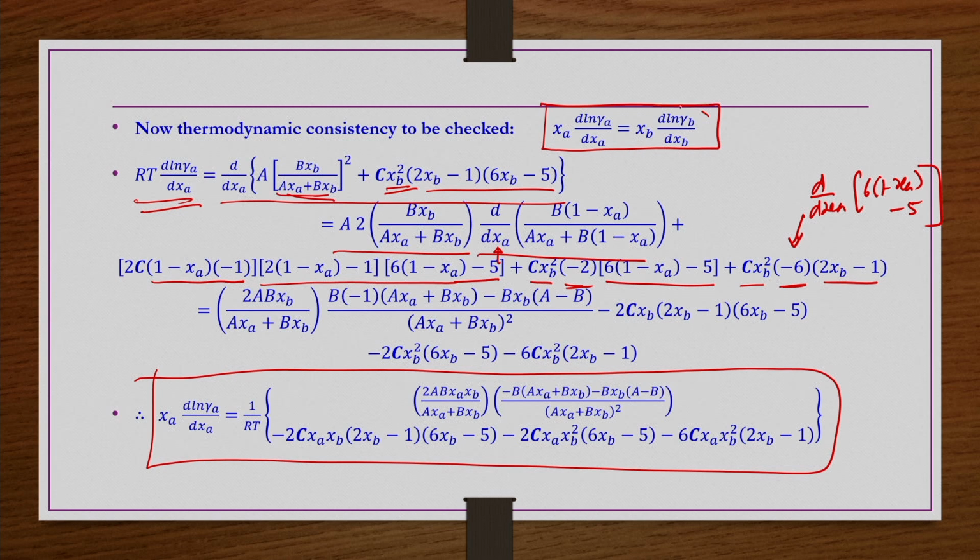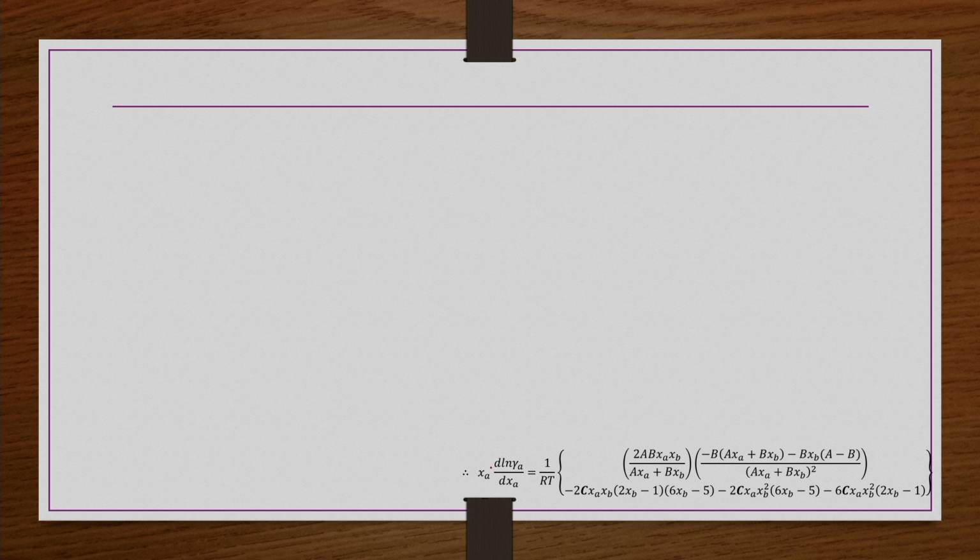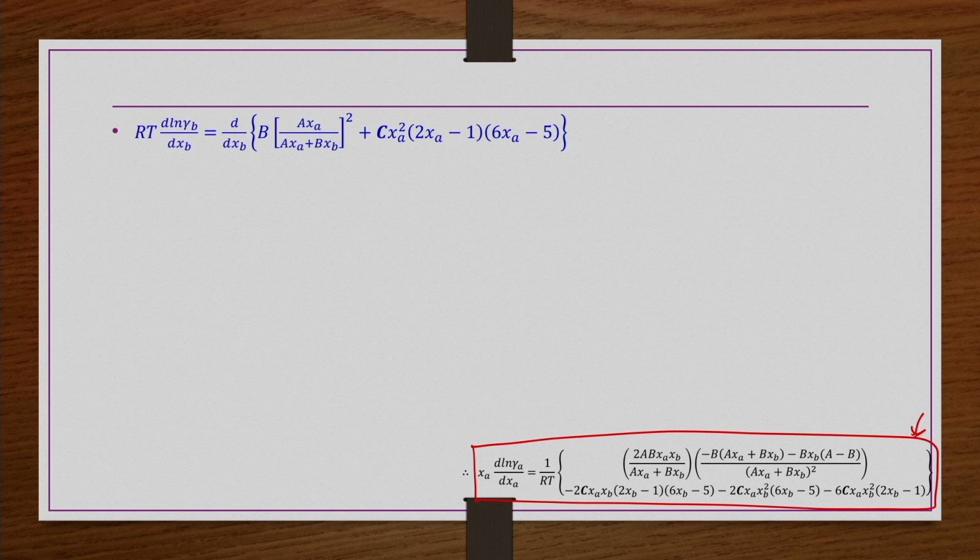The only thing we have to see is whether the other term, xb dln gamma B by dxb, is also the same or not. That is what we have to find out. Whatever xa dln gamma A by dxa we got, I am rewriting here because we need it for comparison in the next step. So, RT dln gamma B by dxb, that we are doing. Whatever RT ln gamma B expression we had previously derived, we are differentiating both sides of that expression with respect to xb. On the right hand side, this is what we have for d by dxb of this term.